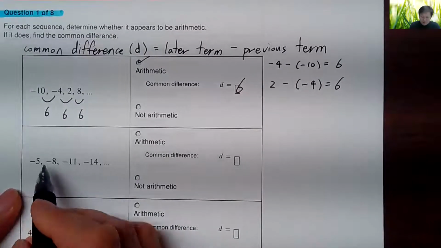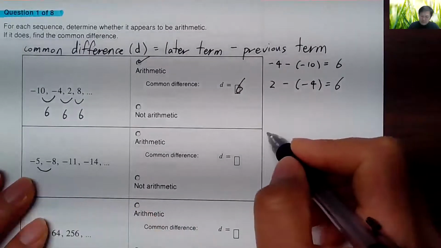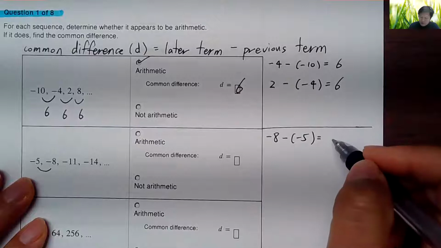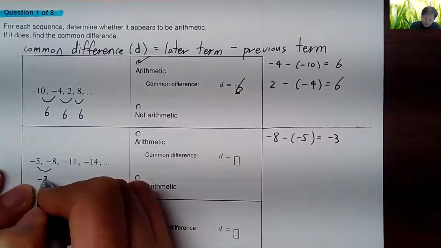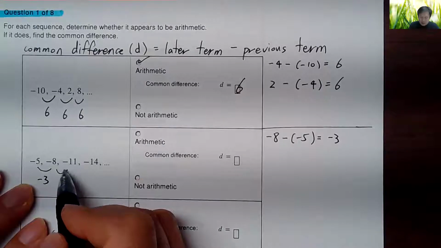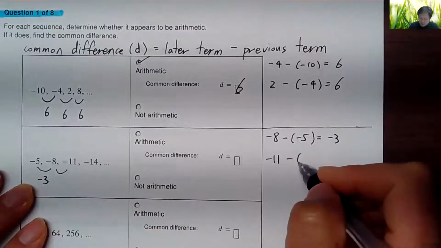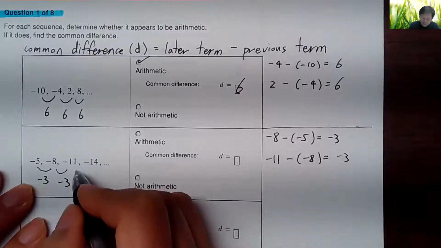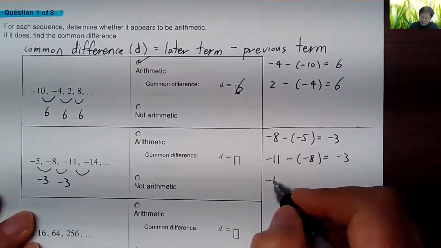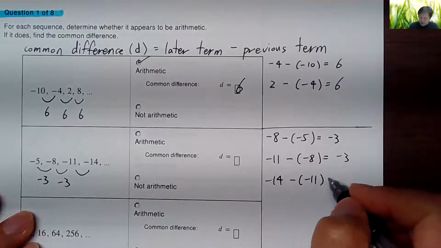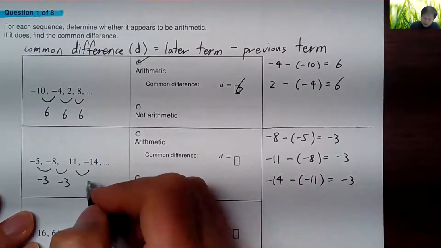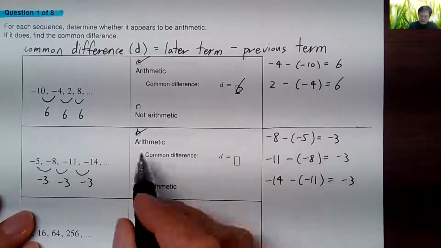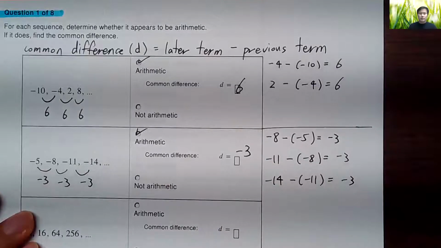You need to get the difference again. Get the difference between this, which is -8 minus -5, which becomes +5 to -3. Difference here is -3. -11 minus -8, which becomes +8, again -3. So far so good. -14 minus -11 becomes +11, -3 again. So differences are -3, all constant. Yes, arithmetic. Difference is going to be -3.